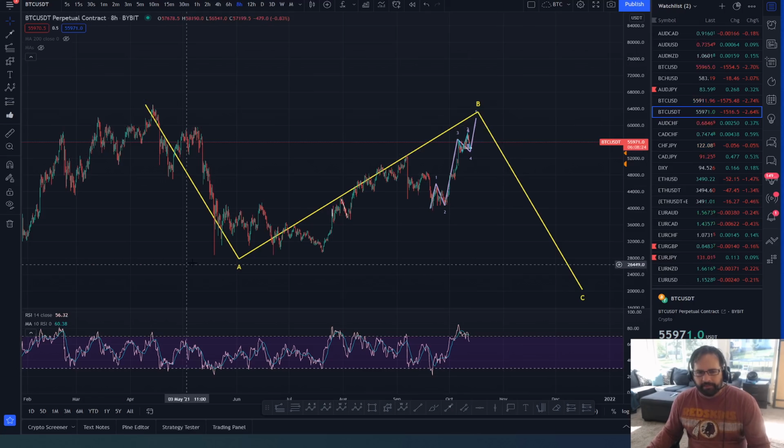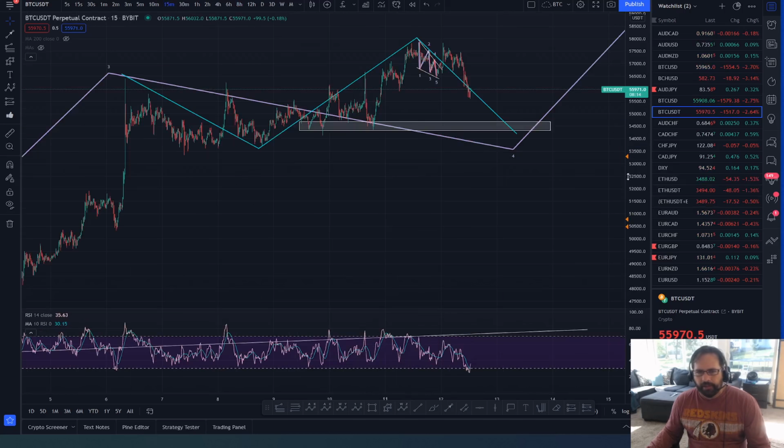So anyway, this is my ultimate count here. I'm looking for a 5-wave move to finish this. I believe we're in wave 4, this little wave 4. So let's now zoom in on the 15-minute time frame, show you what I'm seeing there.